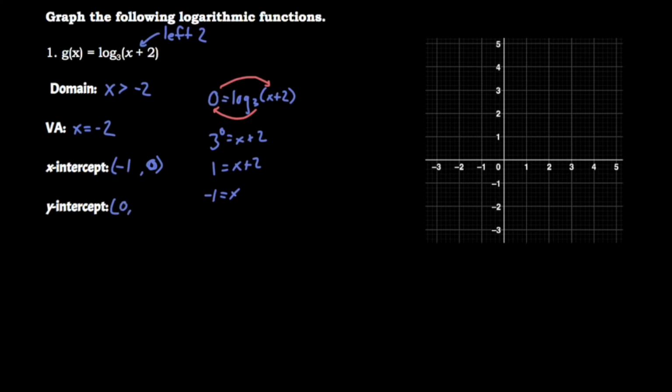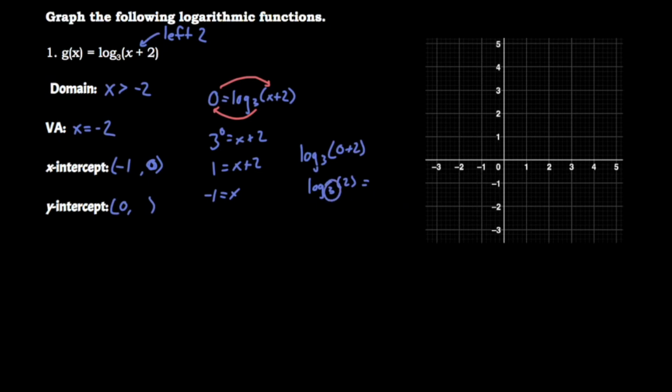The y-intercept is whatever you get for the y value when you plug 0 in for x. So that would be log base 3 of 0 plus 2, which is log base 3 of 2. And remember, if you think about like around the world, this is saying 3 to what power equals 2? And that's not immediately obvious. So you're going to have to type that into your calculator.